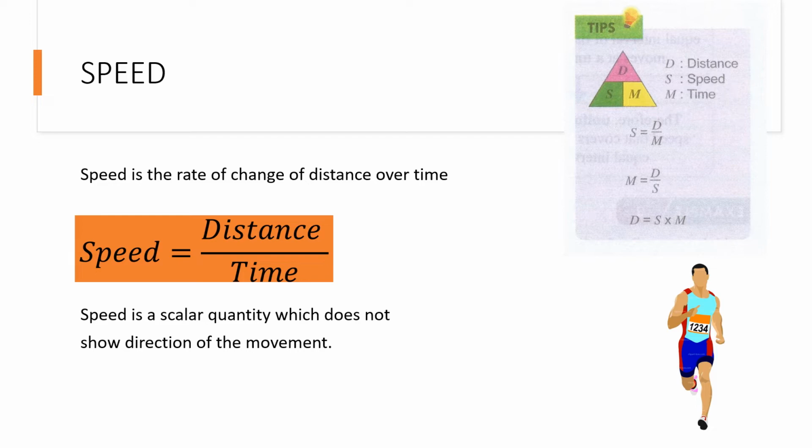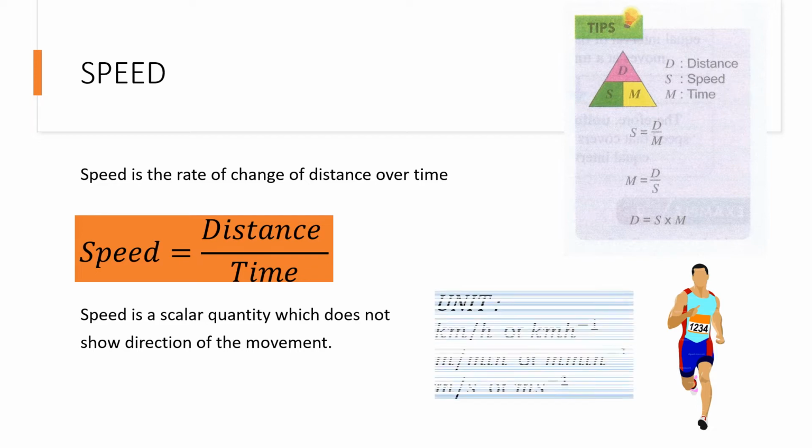Okay, speed darab masa. Okay, jadi kalau kamu nak gunakan triangle ni, kalau kita nak cari distance, kita tengok distance kat atas. Speed dengan time dekat bawah, jadi kita darabkan. So, kalau kita nak tengok speed, kita tengok distance atas, time bawah. Jadi distance over time. Kalau kita nak cari time, kita tengok distance kat atas, speed kat bawah. So kita kena bahagilah distance bahagi speed. Barulah kita boleh cari times.